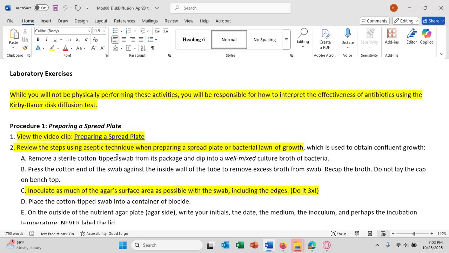Hopefully you can see what I'm doing. I'm going at an angle so you can see this. And then the first time you do it, you take the plate and you turn it a quarter of a turn. Hopefully you saw that. And then you repeat the streaking.